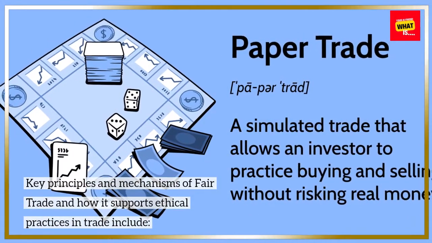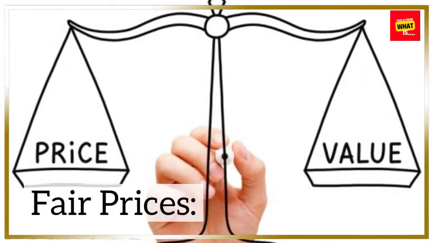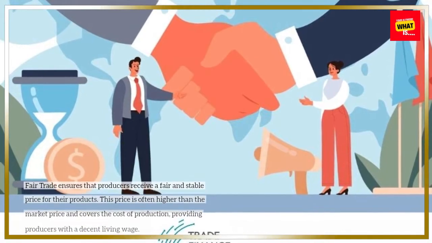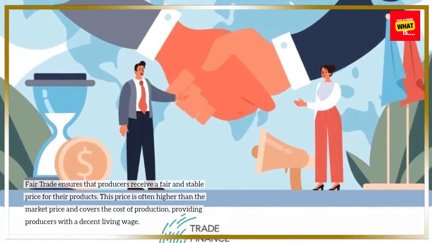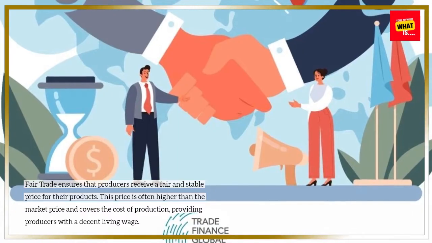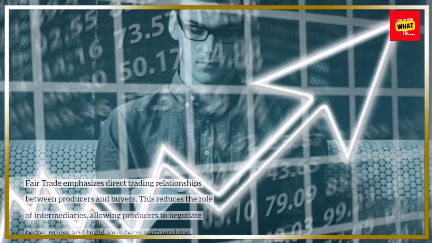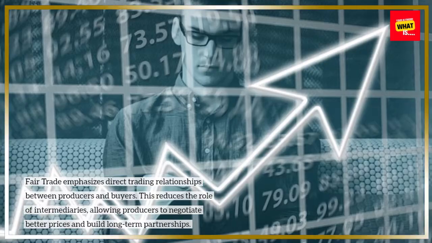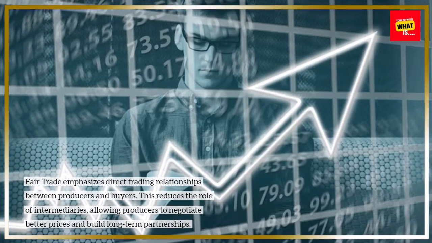Key principles and mechanisms of fair trade and how it supports ethical practices in trade include: Fair prices. Fair trade ensures that producers receive a fair and stable price for their products. This price is often higher than the market price and covers the cost of production, providing producers with a decent living wage. Direct trading relationships. Fair trade emphasizes direct trading relationships between producers and buyers. This reduces the role of intermediaries, allowing producers to negotiate better prices and build long-term partnerships.